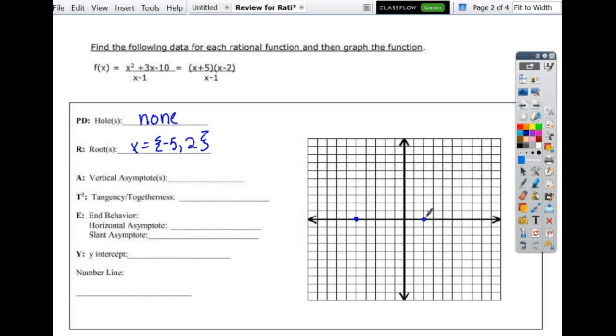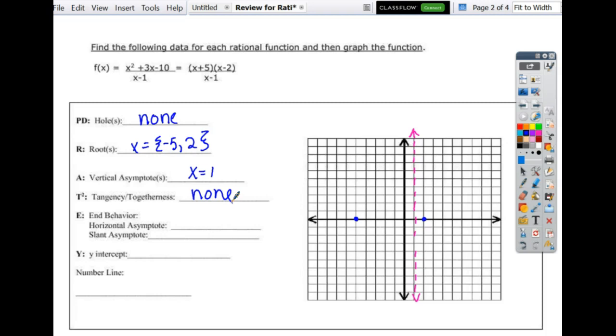What's my vertical asymptote going to equal? Because that comes from the bottom. So I get x equals 1. So let's put a handy-dandy, cute little asymptote. Do I have any tangency or togetherness? No. So what does that mean on my number line? They're all going to alternate, right? Nothing is going to have to be the same, so they're alternating.